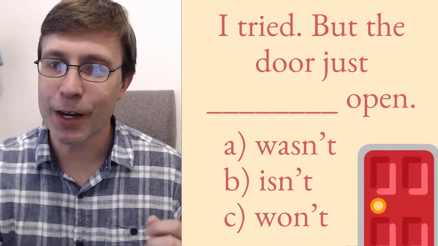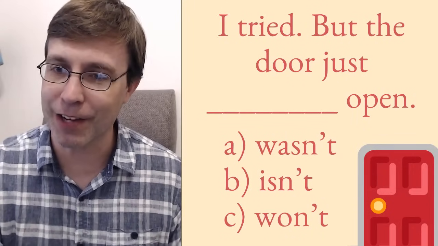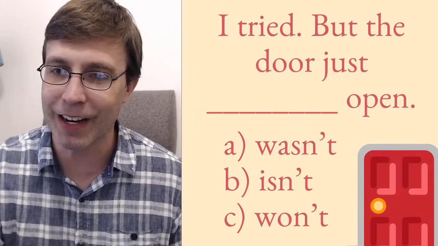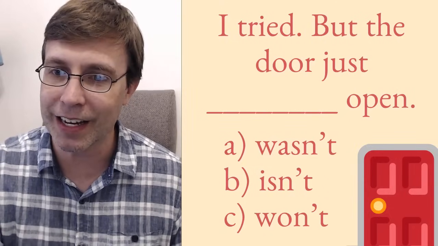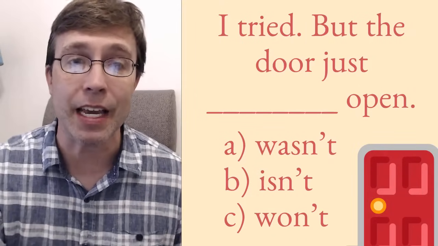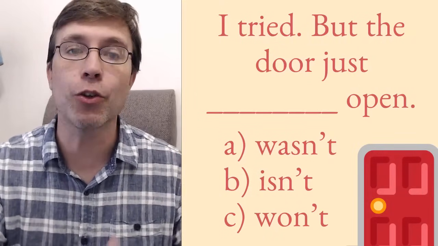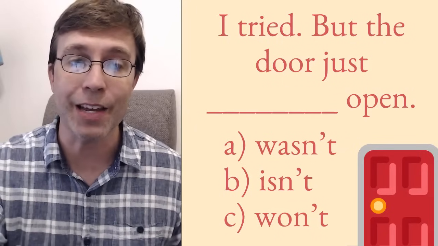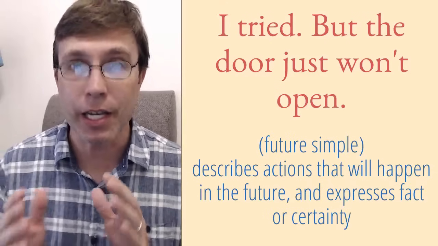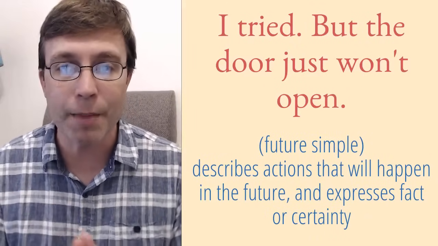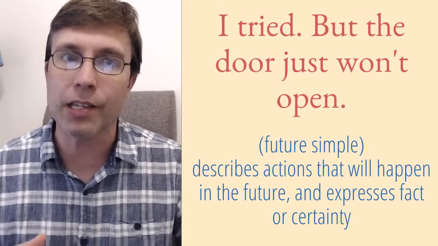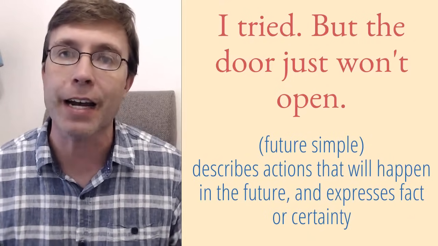All right? The correct answer, yes, I'm going to give a couple shout outs. Mickey, Elena, Sarah, who else has it? Perfect. The correct answer is C. I tried, but the door just won't open. It will not open. I gave you an example like this last week, which it is the future simple. It describes actions that will happen in the future, but it can express some sort of fact or certainty.